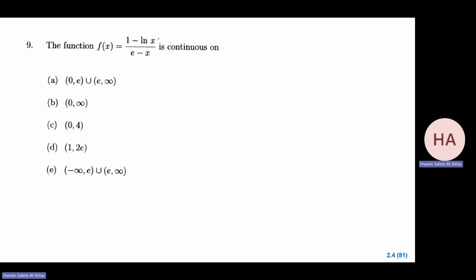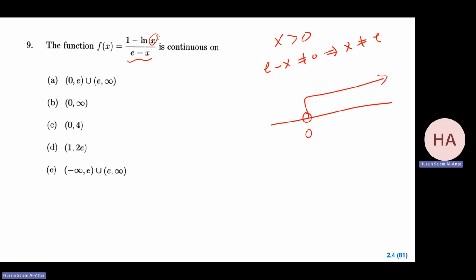Yeah, I need to be sure that x is positive, and I need a minus x not equal to 0. That means x not equal to a. So I need x positive, greater than 0, but I need to exclude the a. So it's from 0 to a, union a to infinity. So this is my answer.